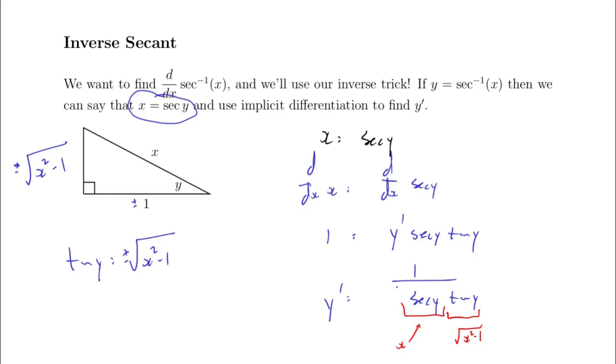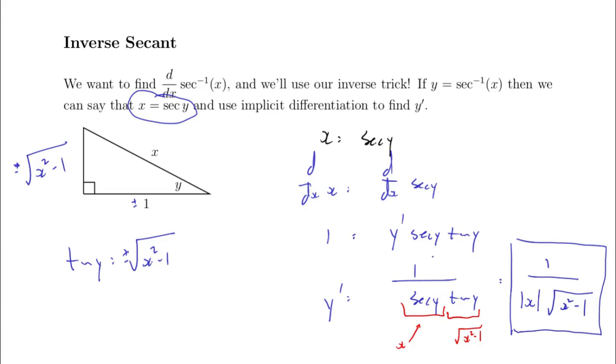And so what that means is that this product needs to always be positive. And so the way that we normally write this is actually 1 over the absolute value of x times the square root of x squared minus 1. Again, it has to do with this product here, secant y and tangent y. They end up being the same sign, positive or negative, as each other. And so that ends up being a pretty helpful thing for us to just notice.